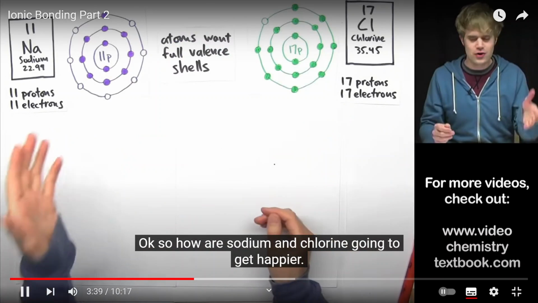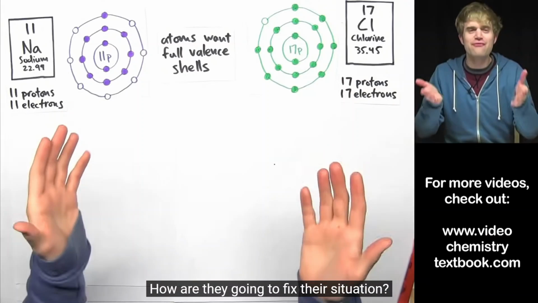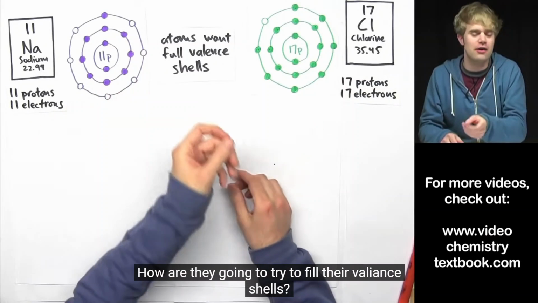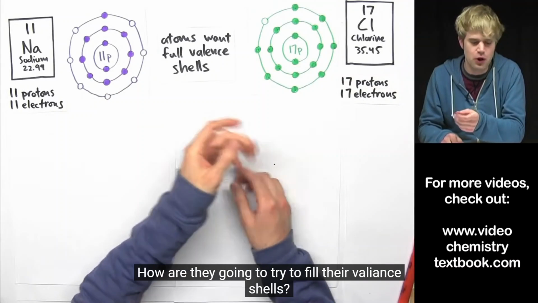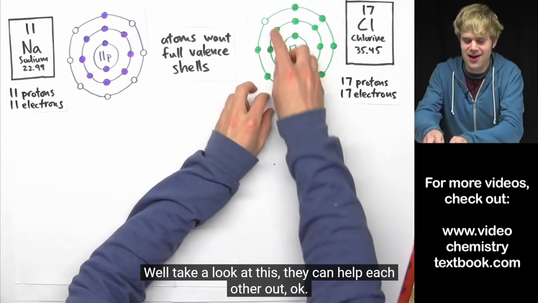Okay, so how are sodium and chlorine going to get happier? How are they going to fix their situation? How are they going to try to fill their valence shells? Well, take a look at this. They can help each other out, okay?